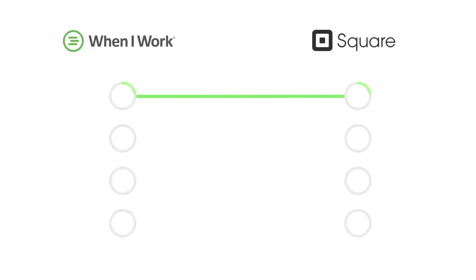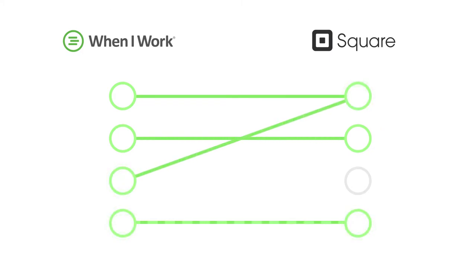Before you get started with the configuration, you'll want to decide on your data matching strategy. This will determine how your hours will be sent from OneIWork to Square. Here are your options.